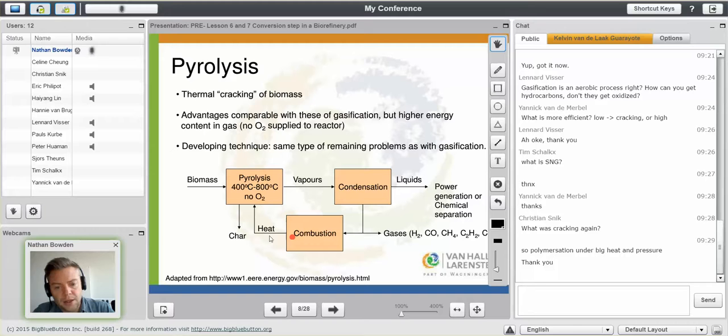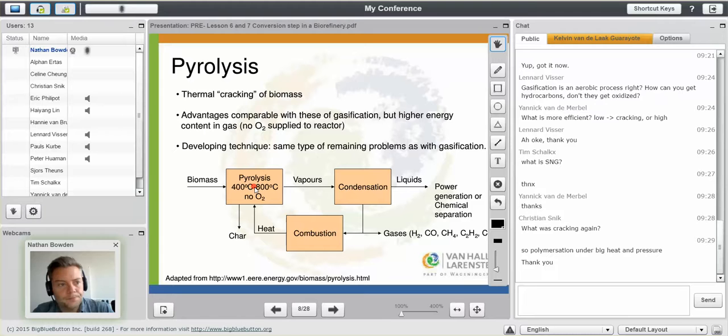You supply the heat. The vapors are condensed into a liquid, which you can then use for power generation, and the gases are also given off. And these gases, it's self-fulfilling, so you can burn the gases to produce the heat of pyrolysis. And that's not as possible with gasification.